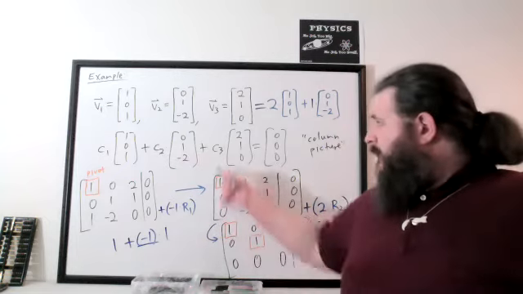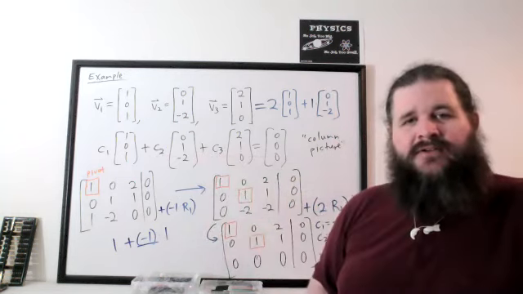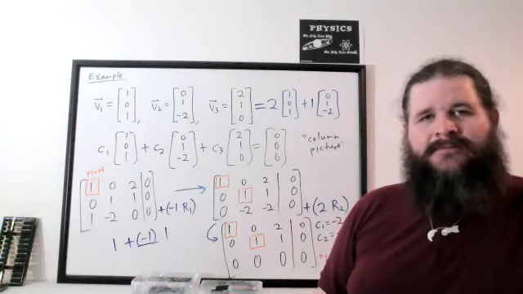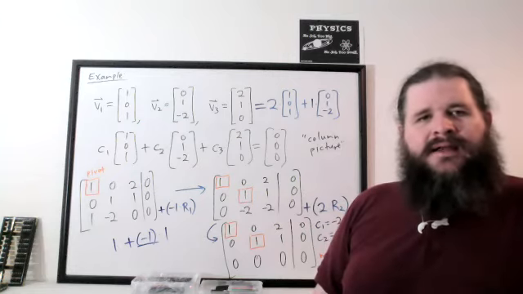But in this case, since we get a free variable, that means the vectors are linearly dependent. There's infinitely many ways to get them to add up to the 0 vector. Any other questions on that?